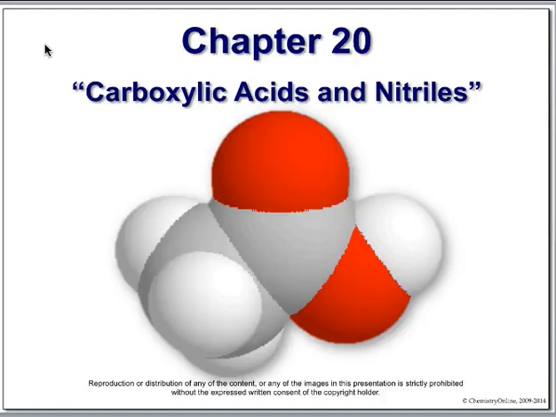All right, let's go ahead and do chapter 20. Chapter 20 is carboxylic acids and nitriles. There's really not much on nitriles. The lab that we do on Wednesday, believe it or not, is actually contemporary because it will concern nitriles and convert a nitrile to a carboxylic acid.